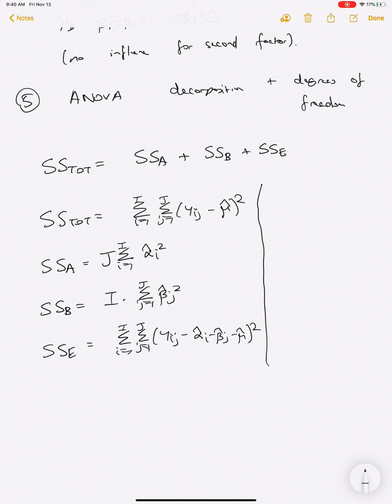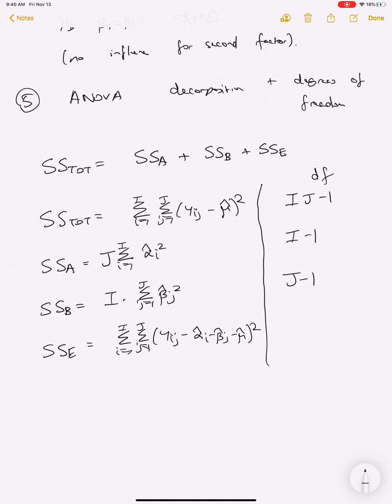Okay, and so now let's think about the degrees of freedom here. Because you have IJ samples in total, the degrees of freedom for the sum of squares total is just IJ minus 1. For A, again, you're going to have I minus 1 degrees of freedom because you have the alpha i's, so there's I of them, but then you also have this constraint that they have to add up to 0, which is why you lose 1. And similarly for SSB, you're going to have J minus 1 degrees of freedom.